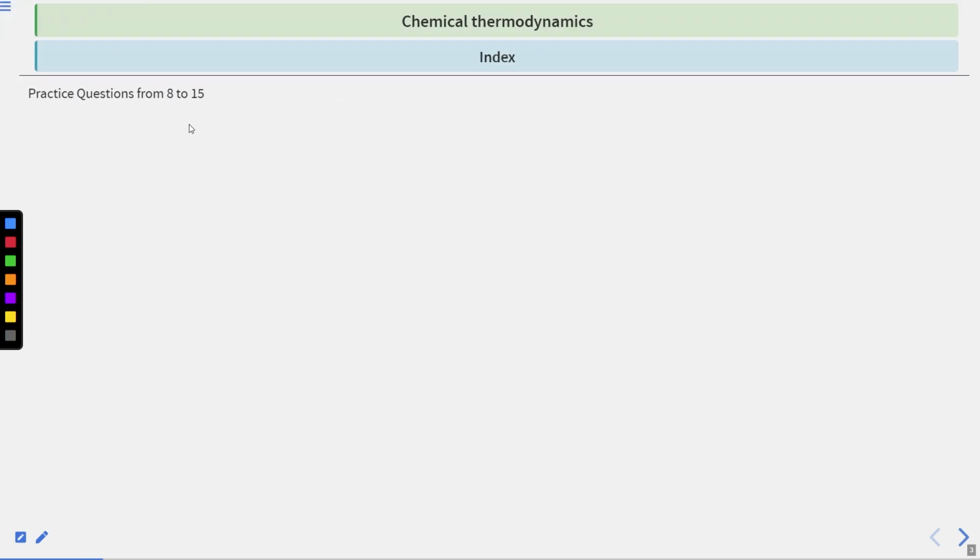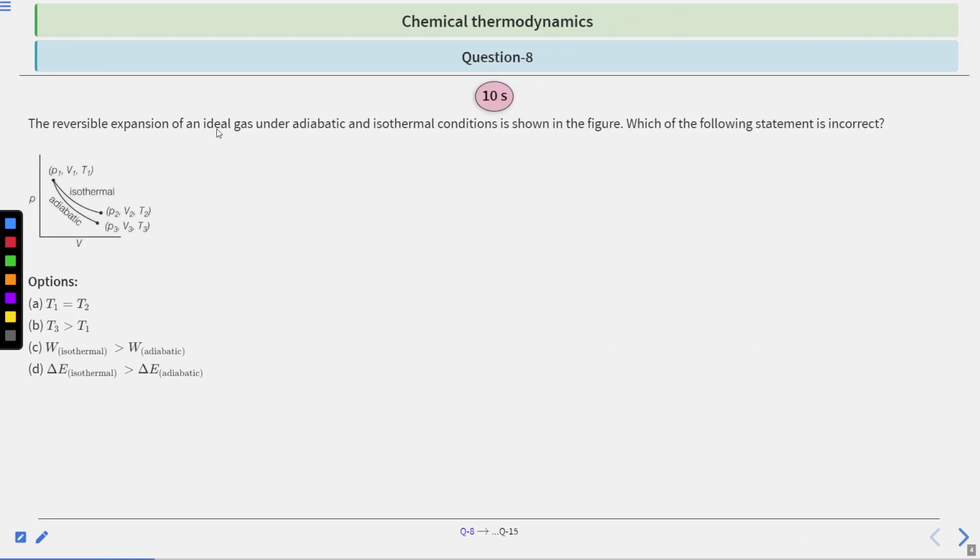So this is our index slide. Today we will see some practice questions from question number 8 to question number 15. Let's start from question number 8. The reversible expansion of an ideal gas under adiabatic and isothermal conditions is shown in the figure. Which of the following statements is incorrect? So we have to choose the incorrect statement.